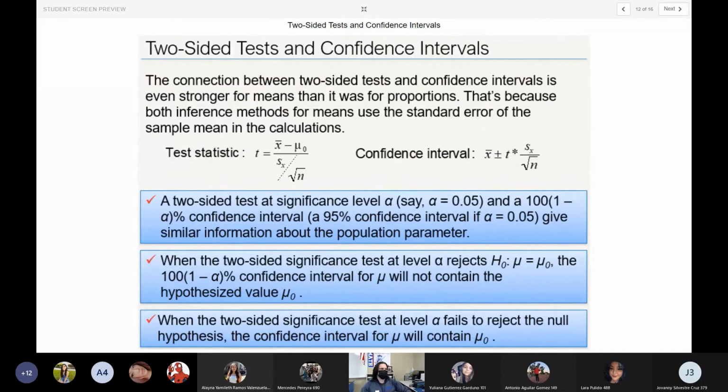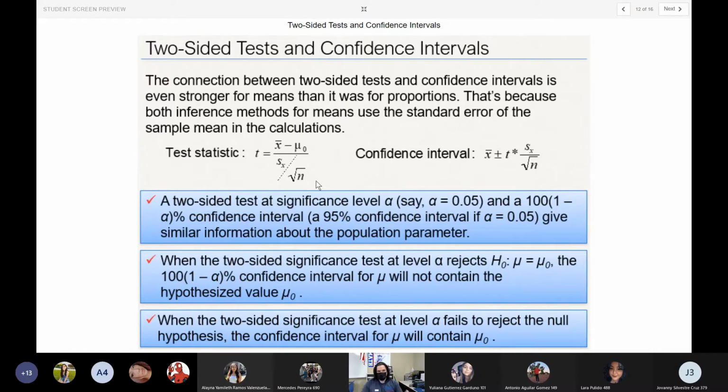This is the last chunk of section 9.3. This picks up where we left off on this slide: two-sided tests and confidence intervals. The connection between two-sided tests and confidence intervals is even stronger for means than it was for proportions, because both inference methods for means use the standard error of the sample mean in the calculations. The standard error is this part in the denominator of the test statistic, the sample standard deviation divided by the square root of the sample size, which exists in both formulas.